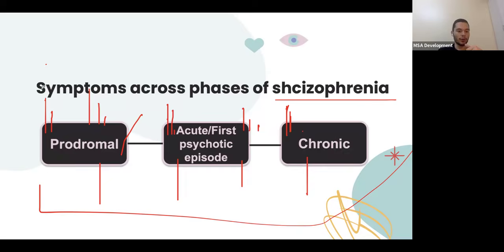حلو؟ So here: cognitive, negative, positive; cognitive, positive, negative; cognitive, negative. Cool? It could be a little confusing يعني بس. تمام.